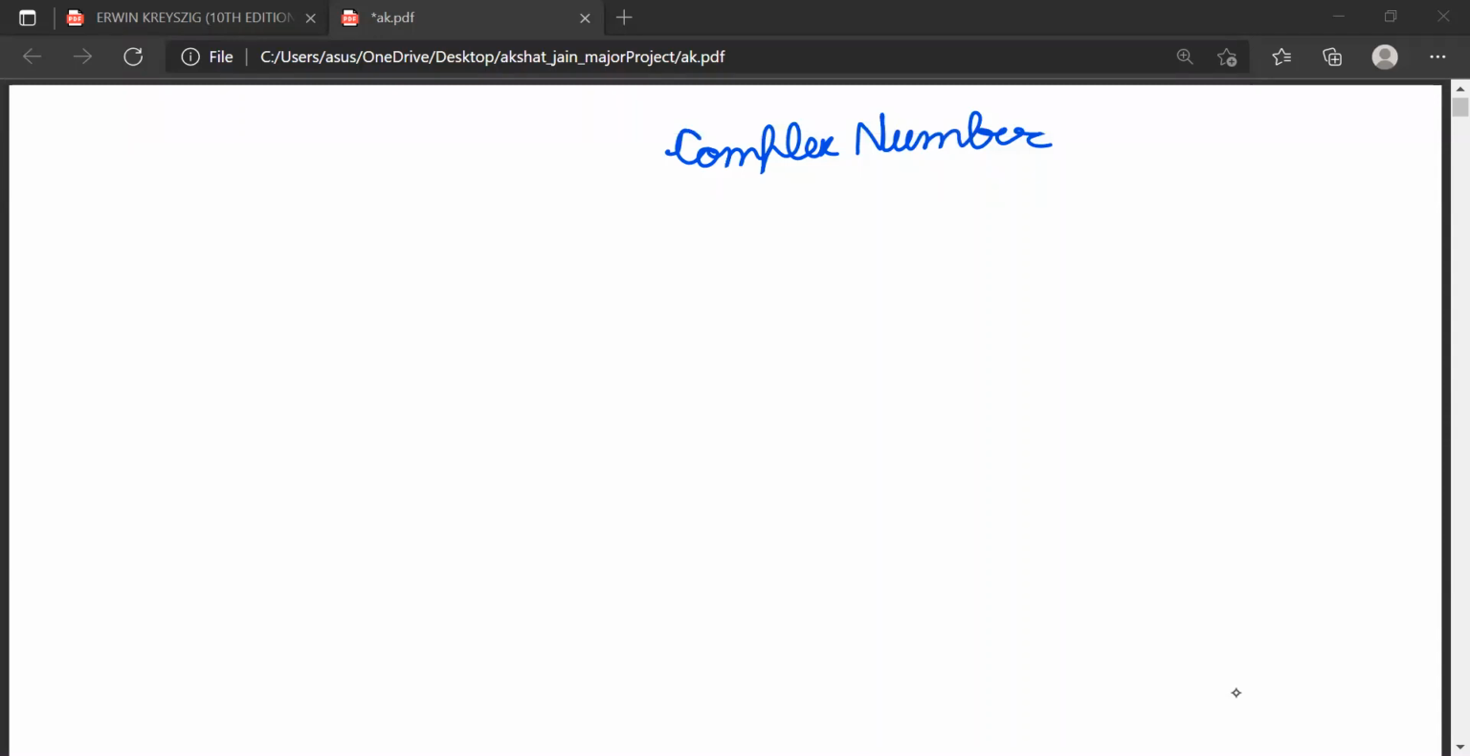With the complex number chapter. So first we will start with complex number. What is a complex number? A complex number is a number that we can write like this.